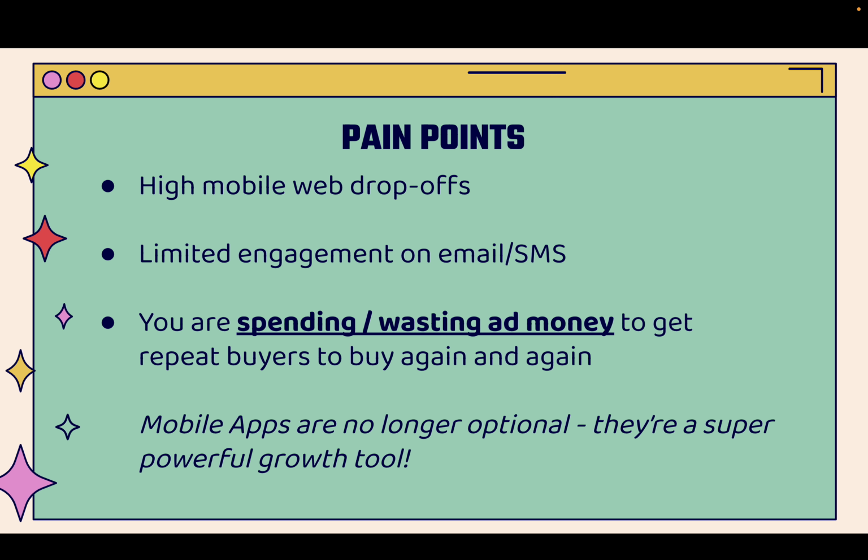But really the biggest thing here, and I know this is really every single one of my students doing this, you're spending and wasting a ton of ad money to get repeat buyers to come back and buy again. This is retargeting or remarketing. And it's a really strong strategy: we run ads to people who have already purchased. But if we have a native iOS or a native Android app, we're going to get these repeat buyers again and again and again right inside of the app without needing to spend any money, without needing to reactivate them or retarget them.